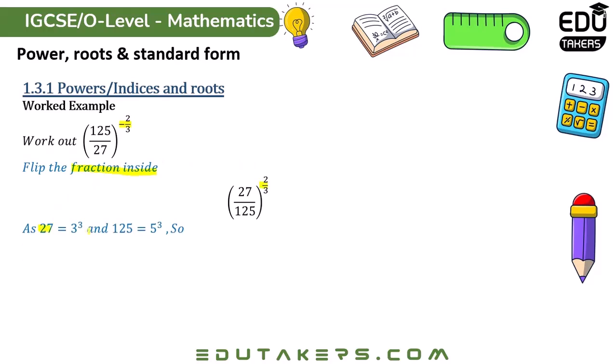As 27 is equal to 3 raised to power 3 and 125 is equal to 5 raised to power 3, we will write it as 3 raised to power 3 over 5 raised to power 3, and its whole power is 2 over 3. Now by using the law, a raised to power m, all raised to power n, equals a raised to power mn, it will be 3 raised to power 3 multiplied by 2 over 3 and 5 raised to power 3 multiplied by 2 over 3.